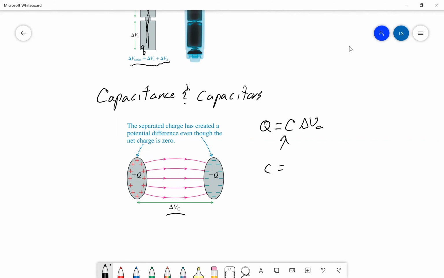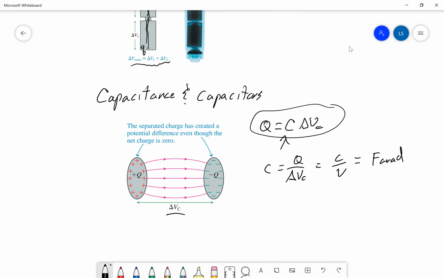You can also write the capacitance as C equals Q over delta V C. Notice that gives us units of coulombs per volt, and we call that ratio the farad. This is more or less a fundamental relationship for capacitors.